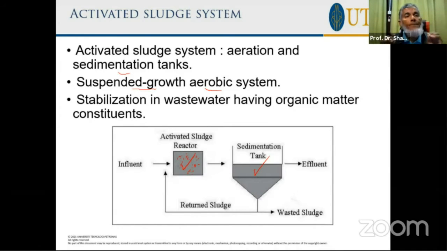So the purpose of the activated sludge system is basically to stabilize the wastewater, which has organic matter constituents. Where do we get this organic matter? From our toilets. So our toilets basically provide the food for these microbes in the influent coming into the aeration tank. They are very nutritious, but not for us, not for human beings, only for the microbes.